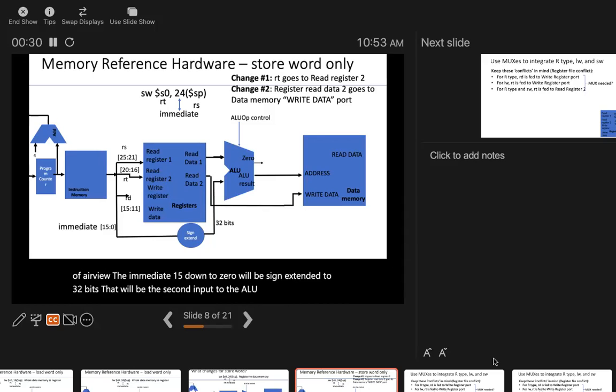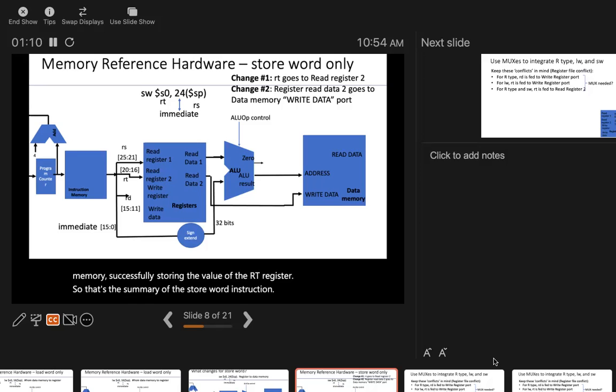ALU will compute the target address where the data has to be written because we are using the store word instruction. What has to be written? Whatever is there in the RT register. So therefore, this time we have to read the RT register. So RT goes into read register 2 port. Out comes out of read data 2 the value of RT register, and that is going into the write data port of the data memory, successfully storing the value of the RT register. So that's the summary of the store word instruction.